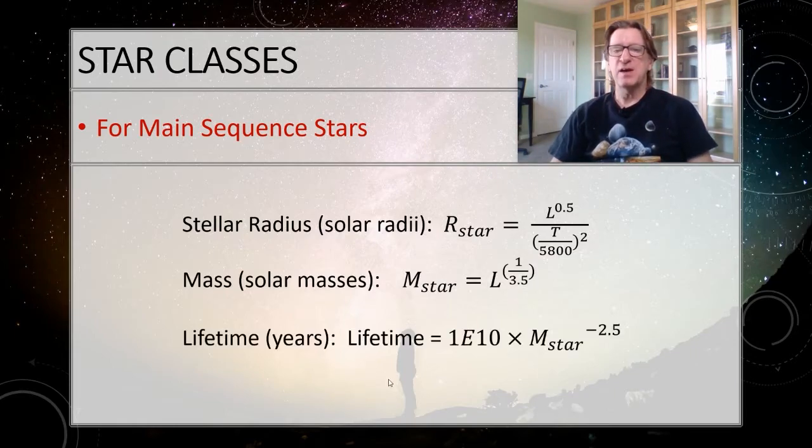And then to find the lifetime, it also depends upon the mass. Remember that the mass is basically controlling how much energy it produces. That's why if we know the luminosity, we know the mass. And then it also is determining how fast it's burning through that. So you take the mass of your star, which you just calculated here, raise it to the negative 2.5. Okay, so raise to a power, and then negative 2.5. And then multiply by 10 billion.